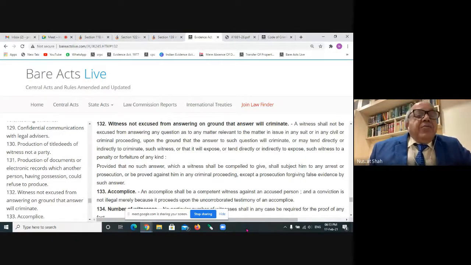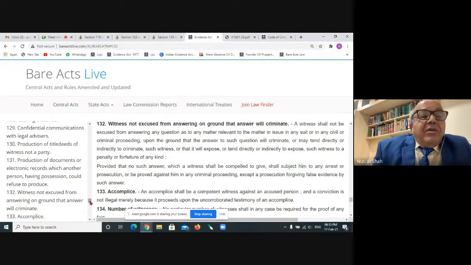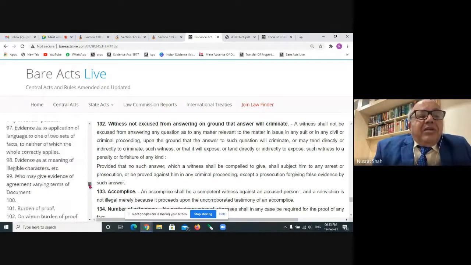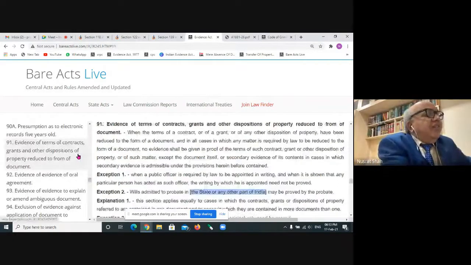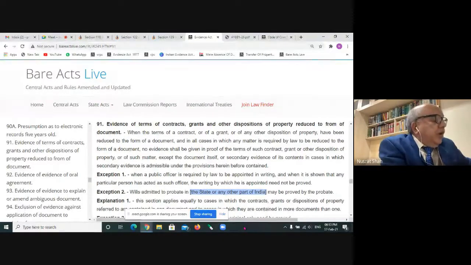Normally, when there is a written document in the nature of primary evidence or secondary evidence, parties are not permitted to lead oral evidence. But when fraud is committed, there are circumstances in which the court can permit you to lead oral evidence. Those sections you will see: sections 91 and 92. Section 92, the exclusion of evidence of oral agreement.